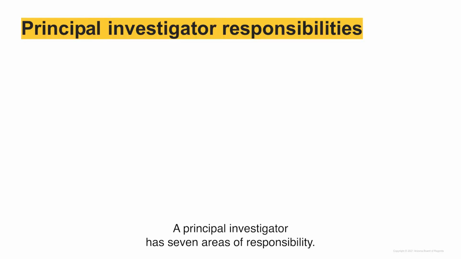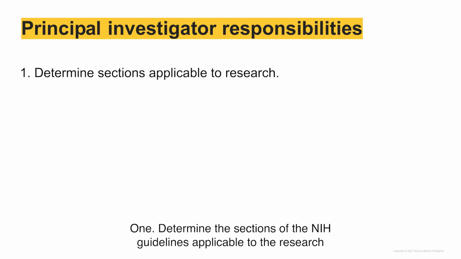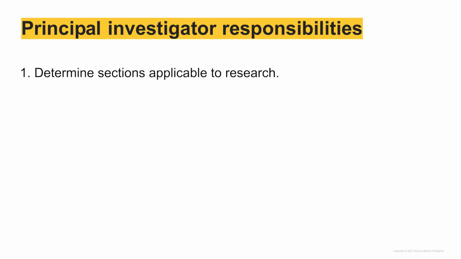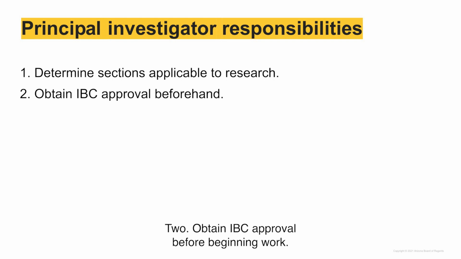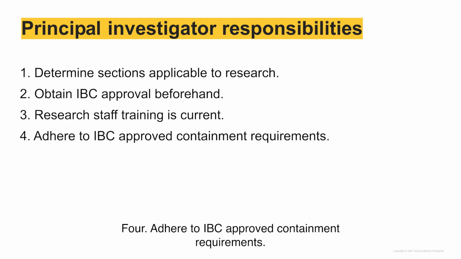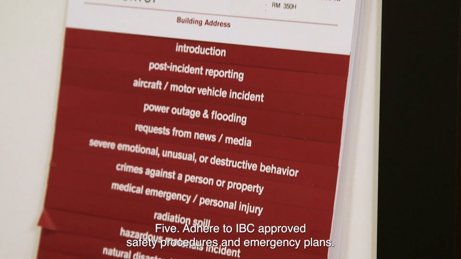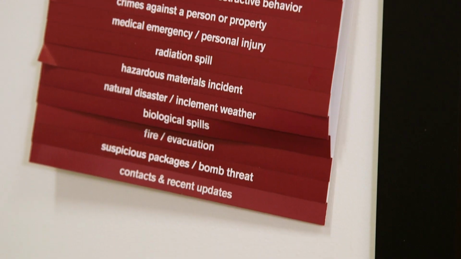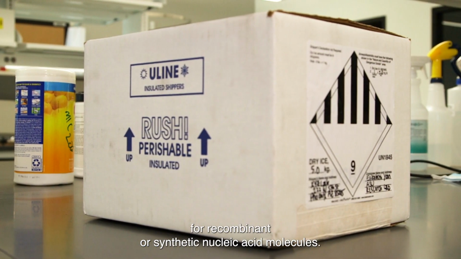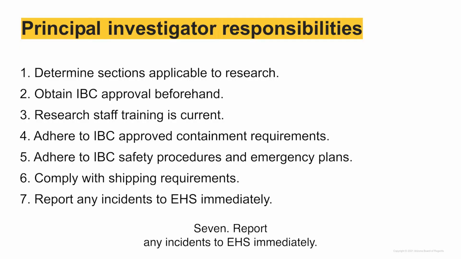A principal investigator has 7 areas of responsibility. 1. Determine the sections of the NIH guidelines applicable to the research. 2. Obtain IBC approval before beginning work. 3. Assure all research staff is current on required training. 4. Adhere to IBC-approved containment requirements. 5. Adhere to IBC-approved safety procedures and emergency plans. 6. Comply with shipping requirements for recombinant or synthetic nucleic acid molecules. 7. Report any incidents to EHS immediately.